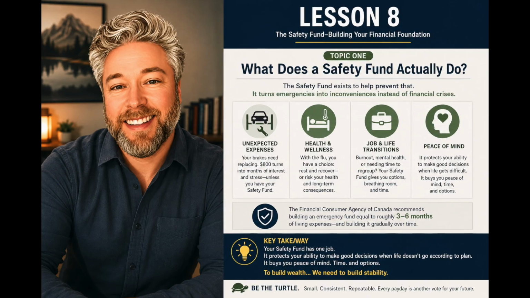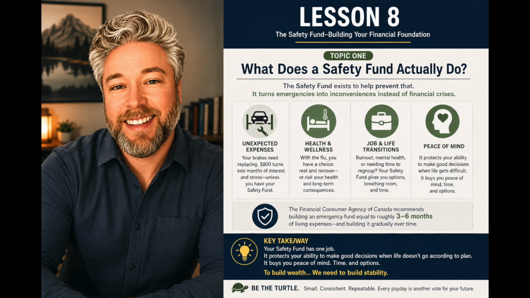Let me ask you a question. What if life happened tomorrow? Not 5 years from now, not next month, tomorrow. Imagine your mechanic calls and your brakes need replacing and the repairs cost around $800. Now I want you to think about it and ask yourself, where is this money coming from?